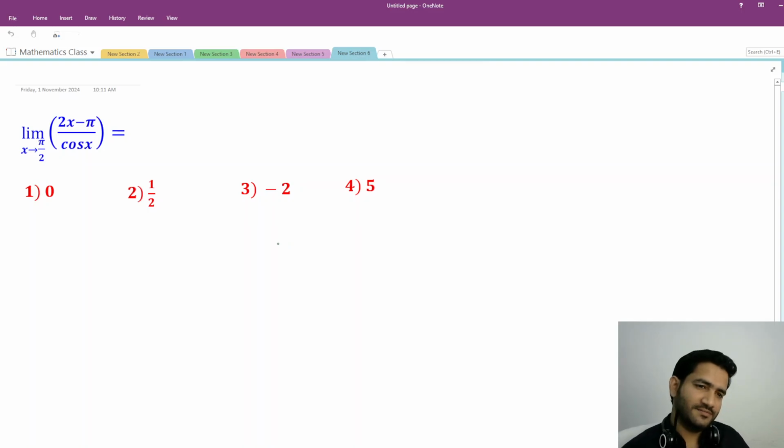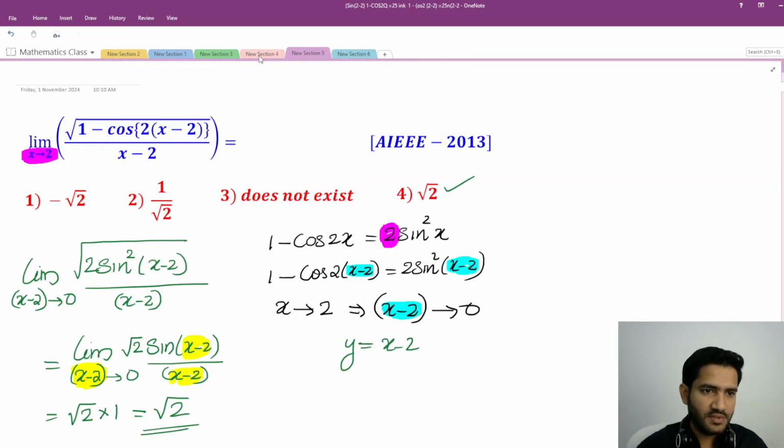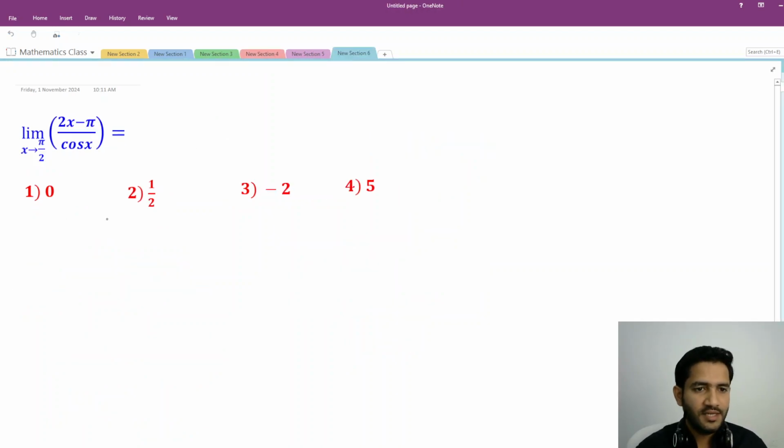Then the next question. Look at the pattern here. It is not x tends to 0. It is x tends to 2, x tends to pi by 2, like that. But surely we want to convert this limit to tends to 0. In every question we are converting this limit to tends to 0. That's the first step. Then only we can use the results, because the results are mostly related to x tends to 0. So here, x tends to pi by 2.